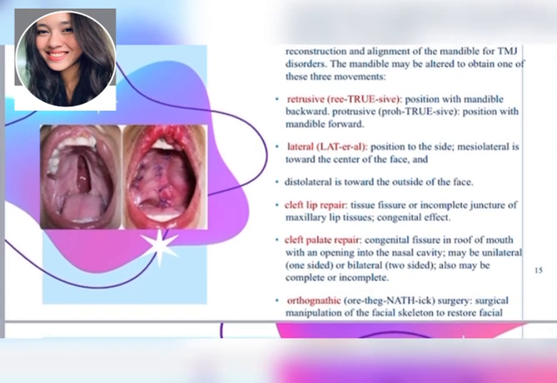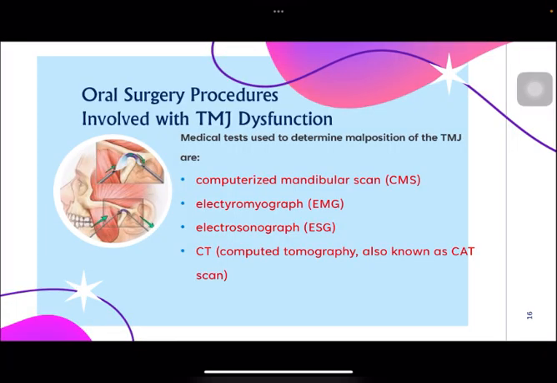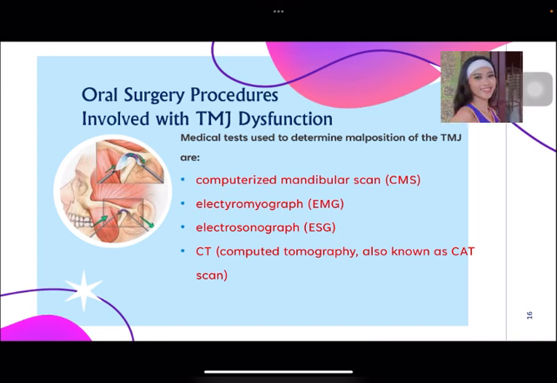Orthodontic surgery, surgical manipulation of the facial skeleton to restore the facial structure of the patient. And next is oral surgery procedure involved with TMJ dysfunction. Medical tests used to determine malposition of the TMJ are computerized mandibular scan, electromyograph, electrosonograph, CT tomography, also known as CAT scan.